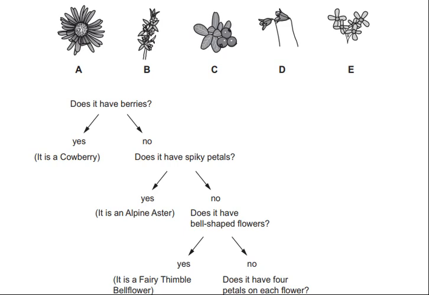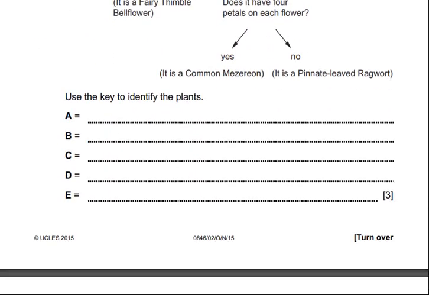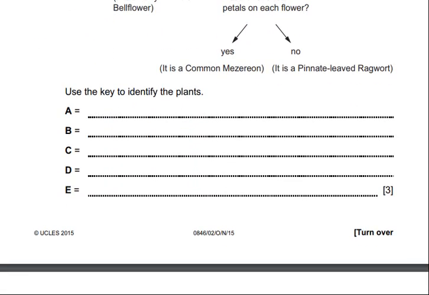Okay, plant B. Does it have berries? Of course, no. We will move to the no side. Does it have spiky petals? Yes. So the answer is yes for this question. So this means that plant B is an alpine aster. So here down we have to write down alpine aster.